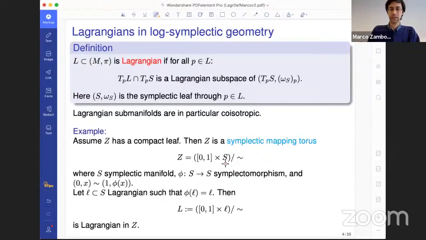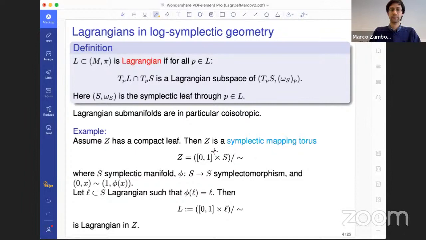And if you choose a Lagrangian inside the symplectic manifold S, any Lagrangian, and you ask that it behaves well with respect to the symplectomorphism, for instance, that it's preserved by the symplectomorphism, then doing this mapping torus construction, you get a Lagrangian submanifold in Z, which is a corank one regular Poisson structure. So this is an example, and it fits with what happens in the log-symplectic case, because, as I said, if the singular locus is compact, then it looks like this.